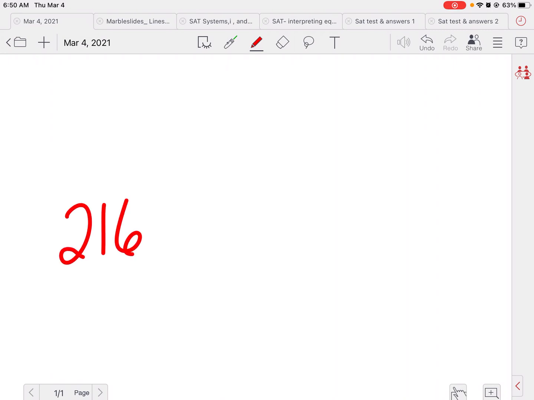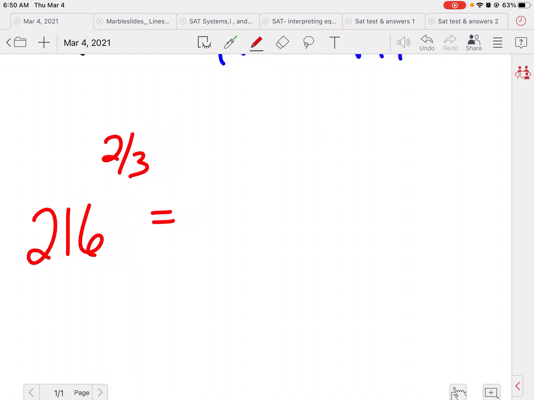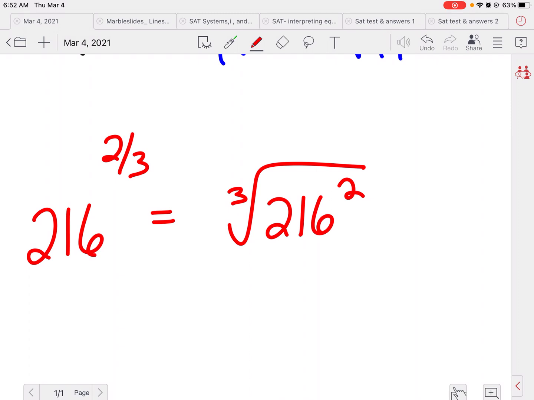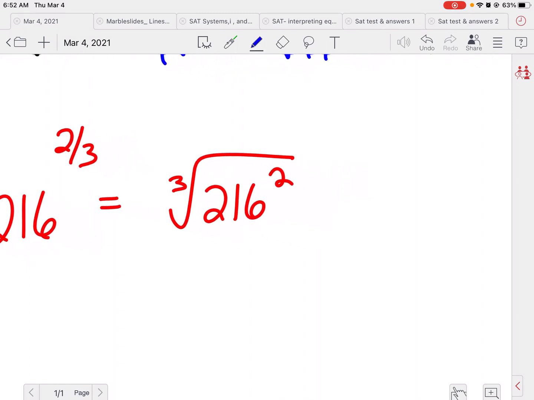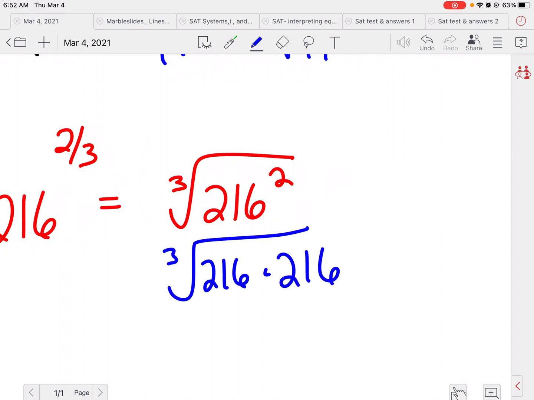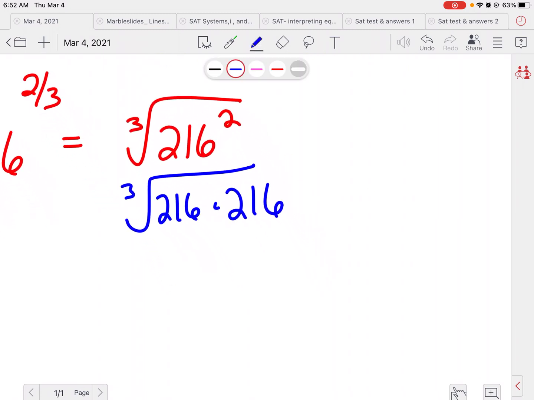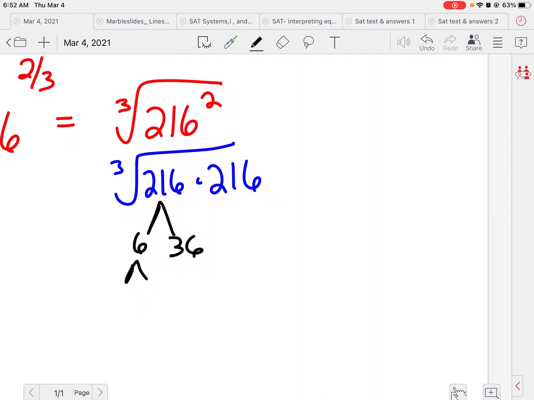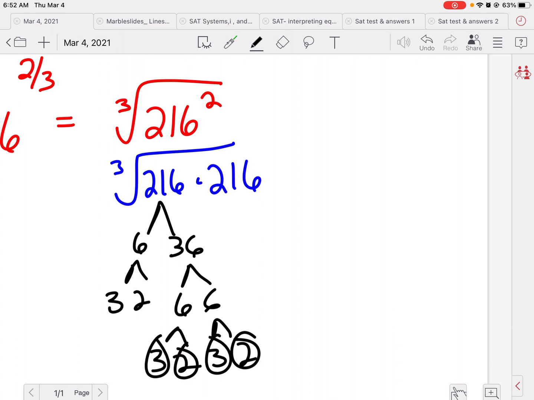Let's talk about if we have 216 to the 2/3. What that means is we have the cube root of 216 squared. If I want to break that down so I have it as simplified as possible, I'm just going to write 216 two times, instead of multiplying it in the calculator, getting some big number, and then trying to break it down. 216 is divisible by 6 and 36. 6 breaks down into 3 and 2. 36 breaks into 6 and 6, which also breaks down into 3 and 2 for each one. And my 3's and 2's are prime.